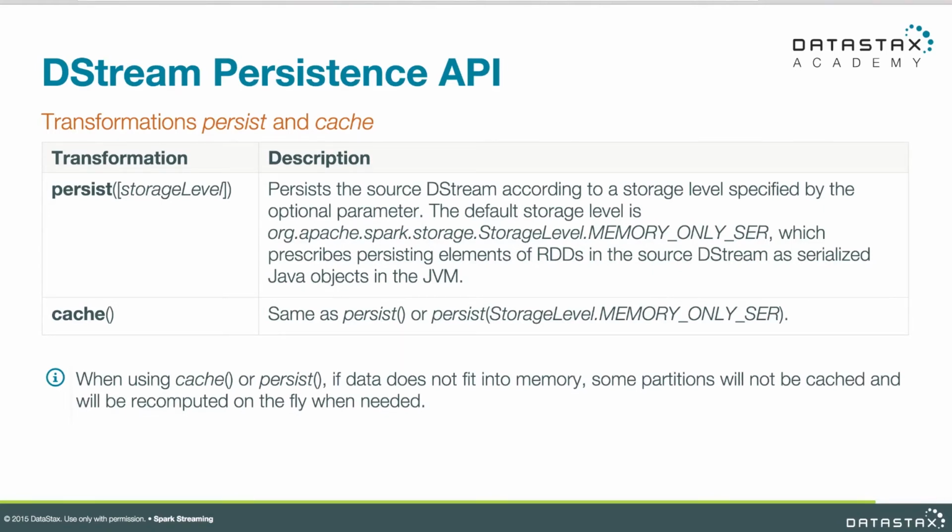Now, when you're using a memory persistence level and something doesn't fit into memory, those partitions will get kicked. They will not be cached and they will be recomputed on the fly when needed. So in the broader context of optimizing a Spark application, you want to make sure that the nodes actually have the memory to do the persisting of the partitions you're asking them to persist. So this will affect the way you provision hardware, how much memory you pick for nodes, and the number of partitions you select for a given DStream or RDD.